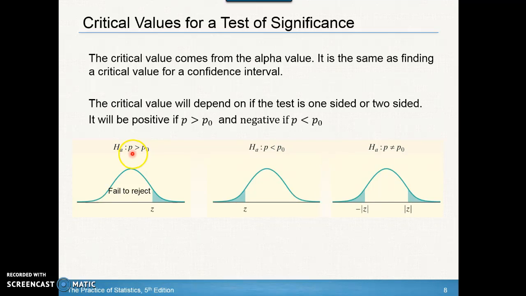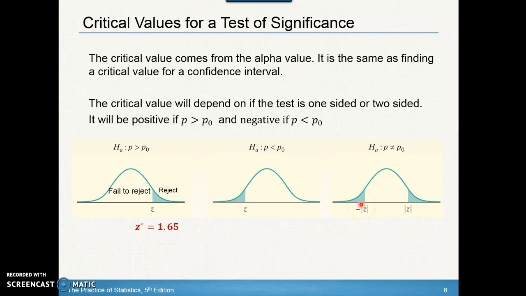So what this is saying here is if we think that the null is too low and we think it should be higher, right here you always use the top end of the curve. Here's your z-score right here. Let's just say that alpha is 5% and this would be 95%. You're going to find the corresponding z-score that separates the fail to reject and the reject the null region. Same thing down here, p is less than what we think the null should be, so that means you're on the left-hand side of the curve. If it's not equal to, then we're not sure whether our alternative is greater than or less than, so we take into consideration both areas on the curve.